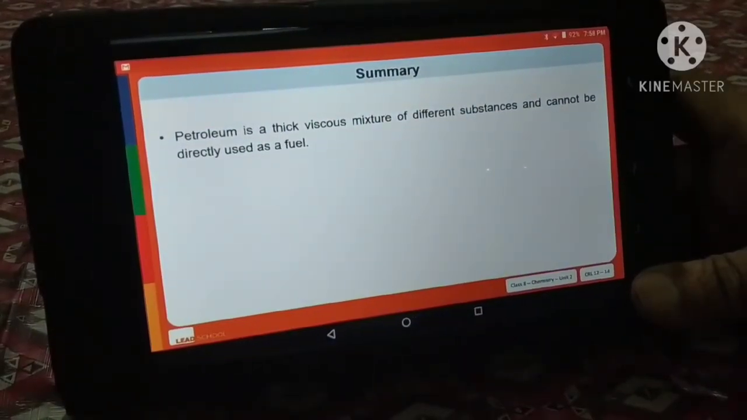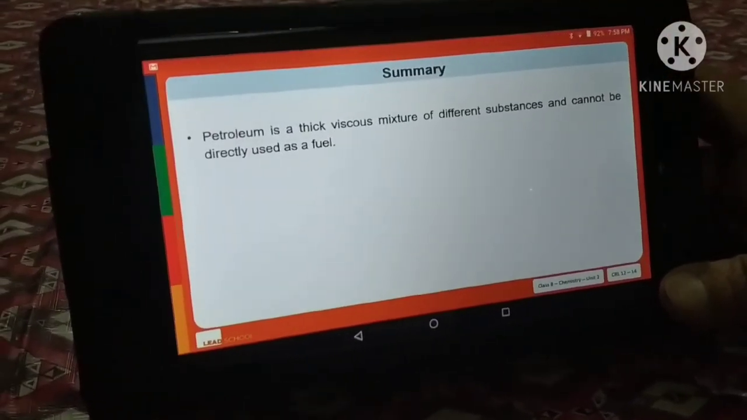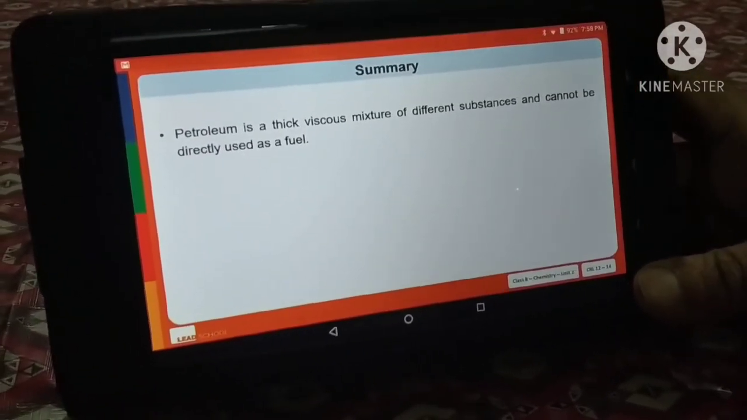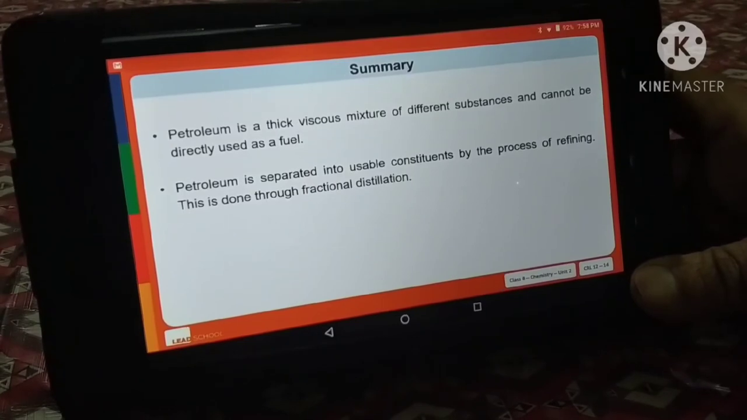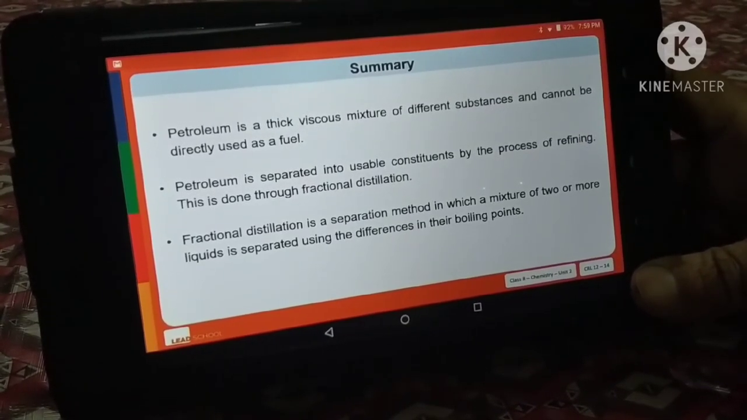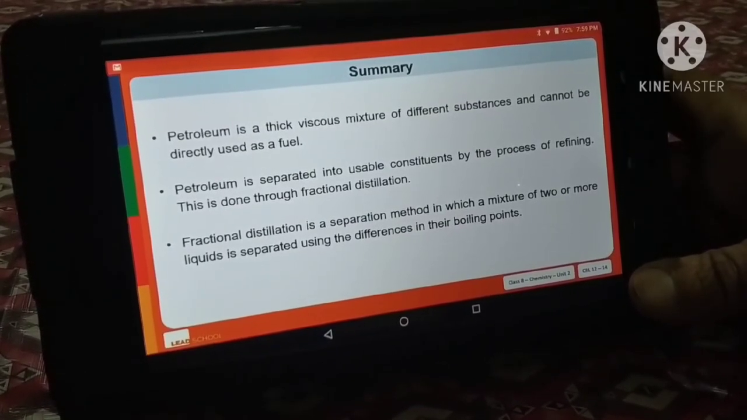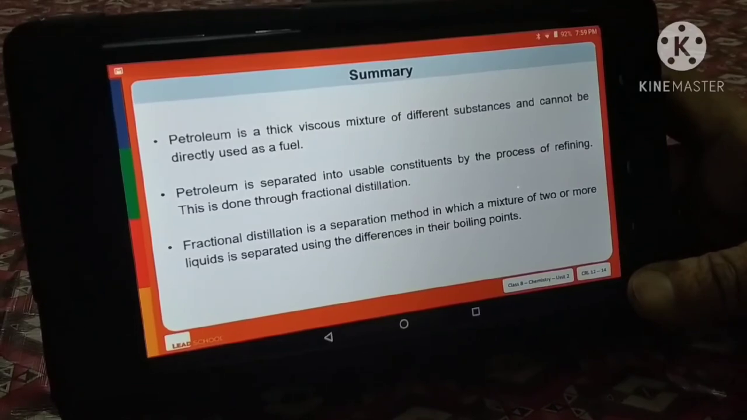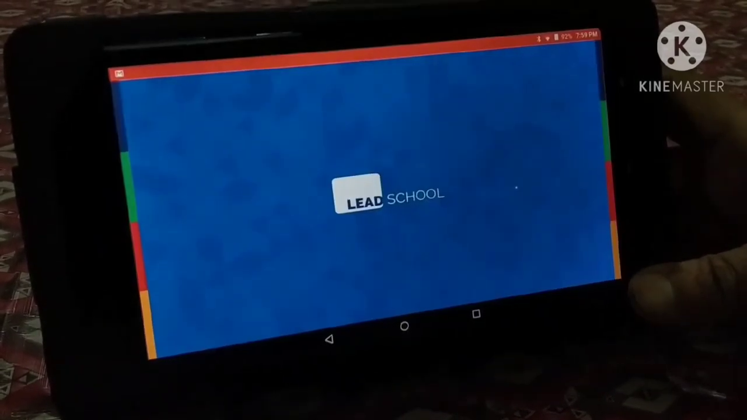To summarize, petroleum is a thick, viscous mixture made up of different constituents and cannot be directly used as a fuel. Petroleum is separated into usable constituents by the process of refining. This is done through fractional distillation. Fractional distillation is a separation method in which a mixture of two or more liquids is separated using the differences in their boiling points.